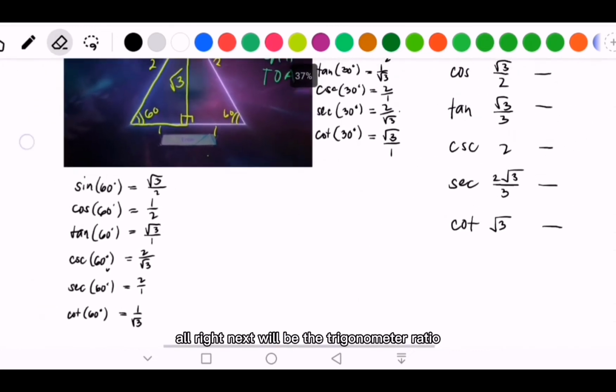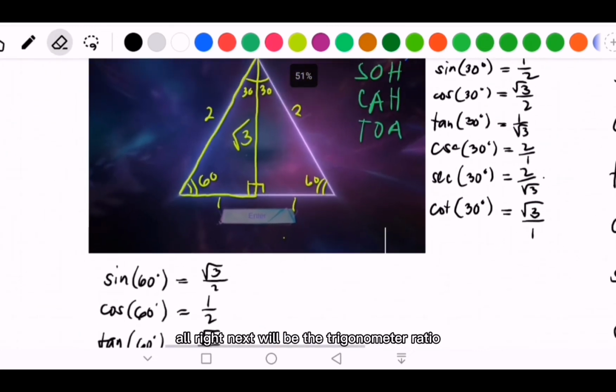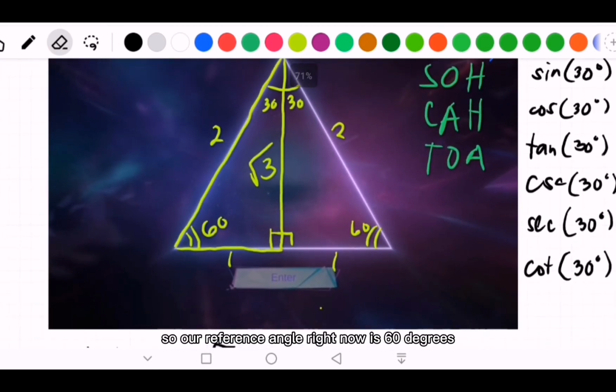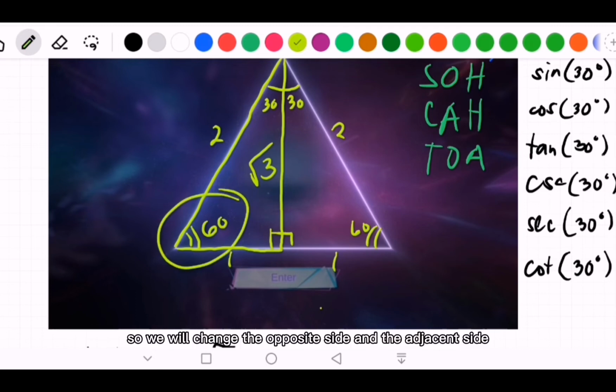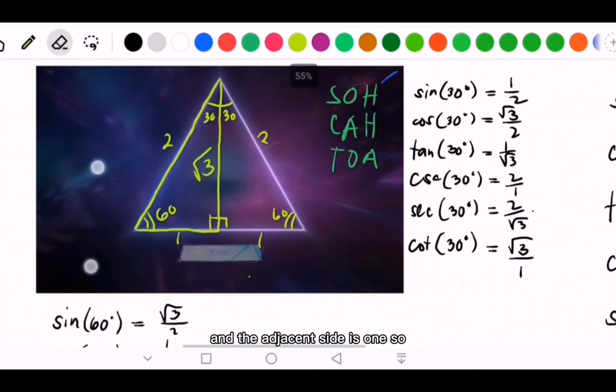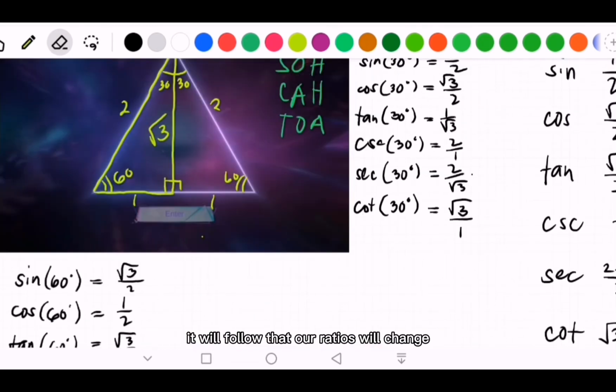Alright, next will be the trigonometric ratios for the 60-degree angle. So our reference angle right now is 60 degrees. So we will change the opposite side and the adjacent side. So the opposite of 60 here is square root of 3 and the adjacent side is 1. So it will follow that our ratios will change depending on the opposite side and the adjacent side.